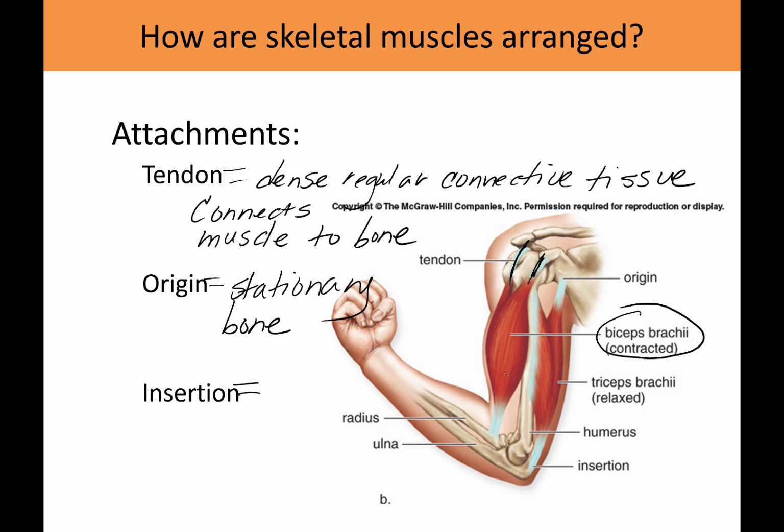And then the insertion on the other end, you'll notice we've got a tendon down here, attaching into the radius, and the radius is called the insertion of the biceps brachii because this is the moving bone that the muscle is attached to. So to get a good biceps curl, of course, you want to keep that origin stationary. You don't want to be swinging your arm away from your body.